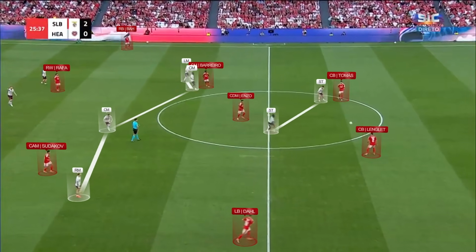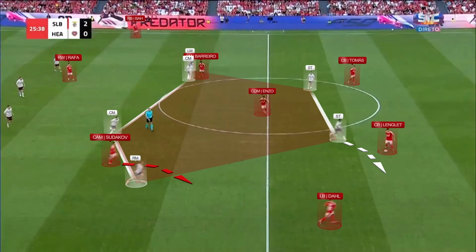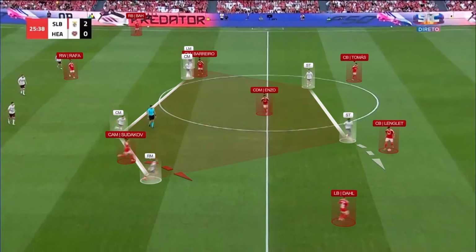Benfica maintains possession and switches the point of attack, and we see the same pattern again. As pressure approaches the new ball carrier, Sudakov immediately drops to provide frontal support, while Enzo makes himself available in the space between the opposition's first and second lines of pressure.